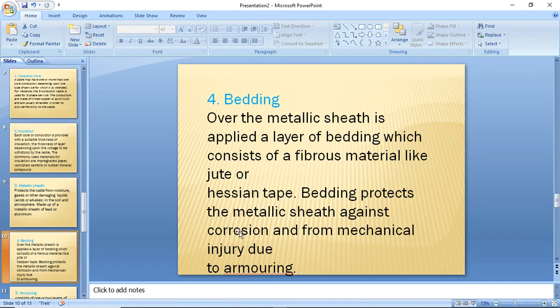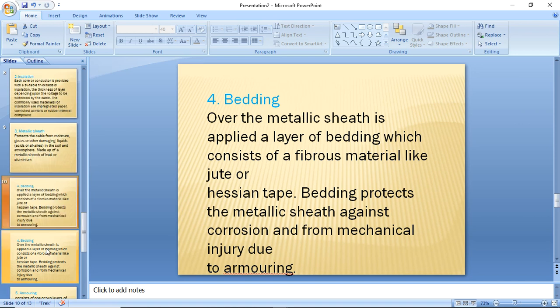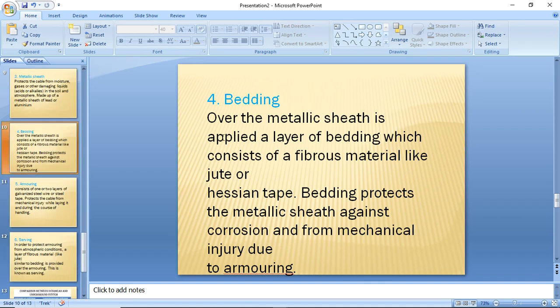The other point is bedding. Over the metallic sheath is applied a layer of bedding, which consists of various materials like jute or hessian tape. Bedding protects the metallic sheath against corrosion and from mechanical injury due to armoring. So this one is used to prevent corrosion and mechanical injury. From there we'll go to armoring, and this bedding is used to prevent damage from the armoring.